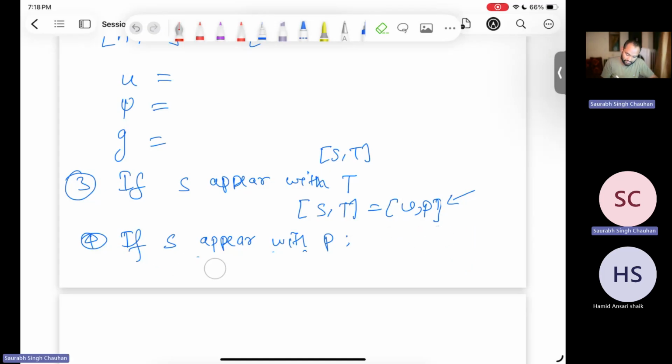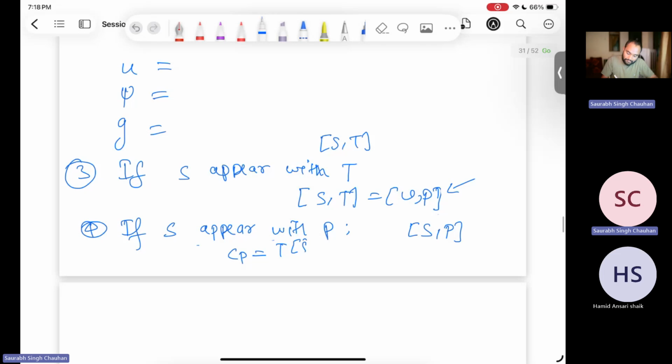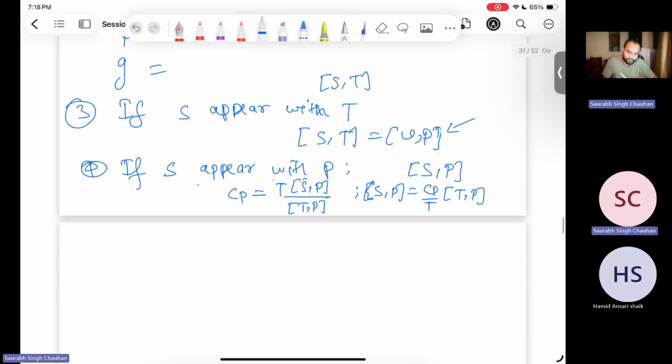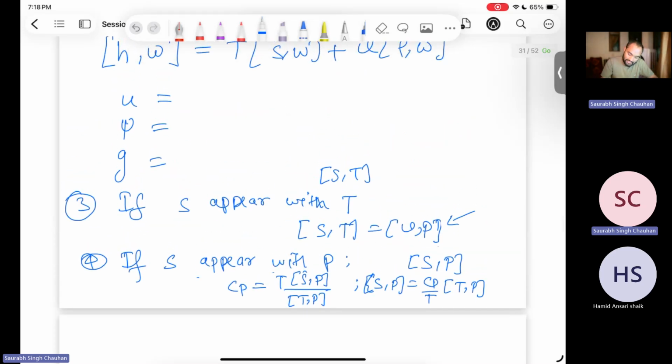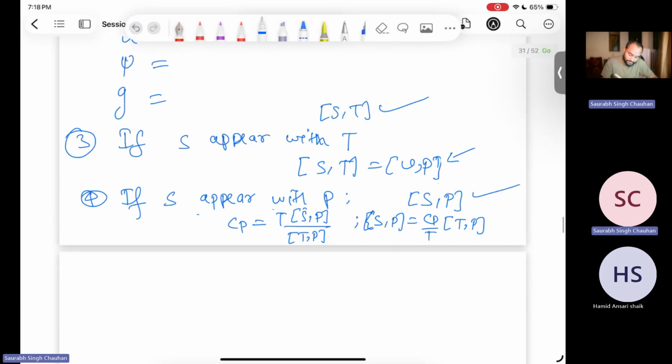Okay, so let's do it again. S is appearing with P, so we'll get S comma P, something like that. But we have CP is equal to T times (S comma P) by (T comma P), so that we can use here. So S comma P, you can replace by CP by T and T comma P, right? Like that.